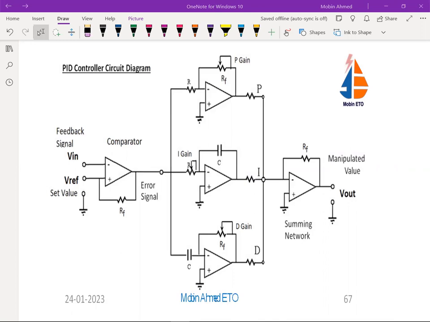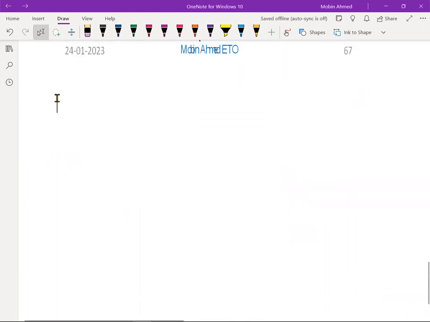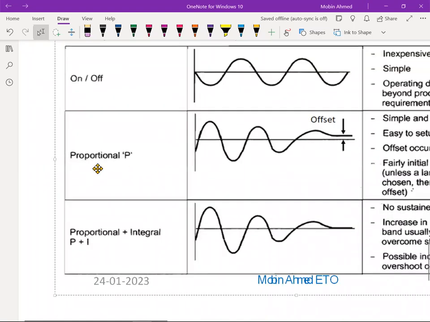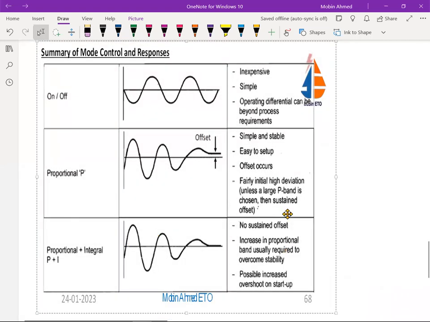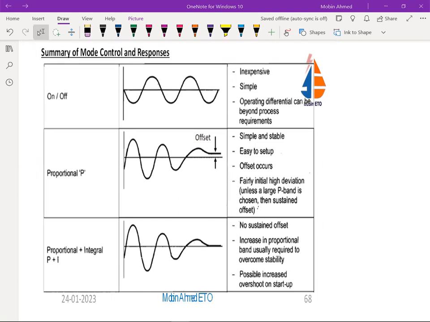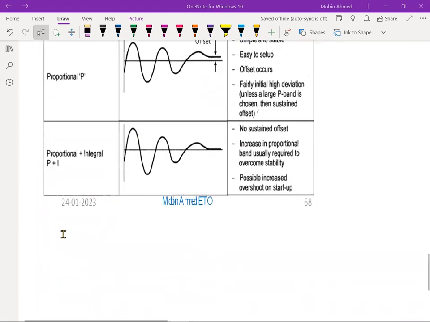And there is a summary of mode control and responses. Just now, this also question has been asked. So this also try to remember this one. This question has come. In the oral, they are asking, make a graph of the on-off control, proportional control, P plus I control. This has come. And that is this one, summary of mode control and responses. What is the response? This is the response.